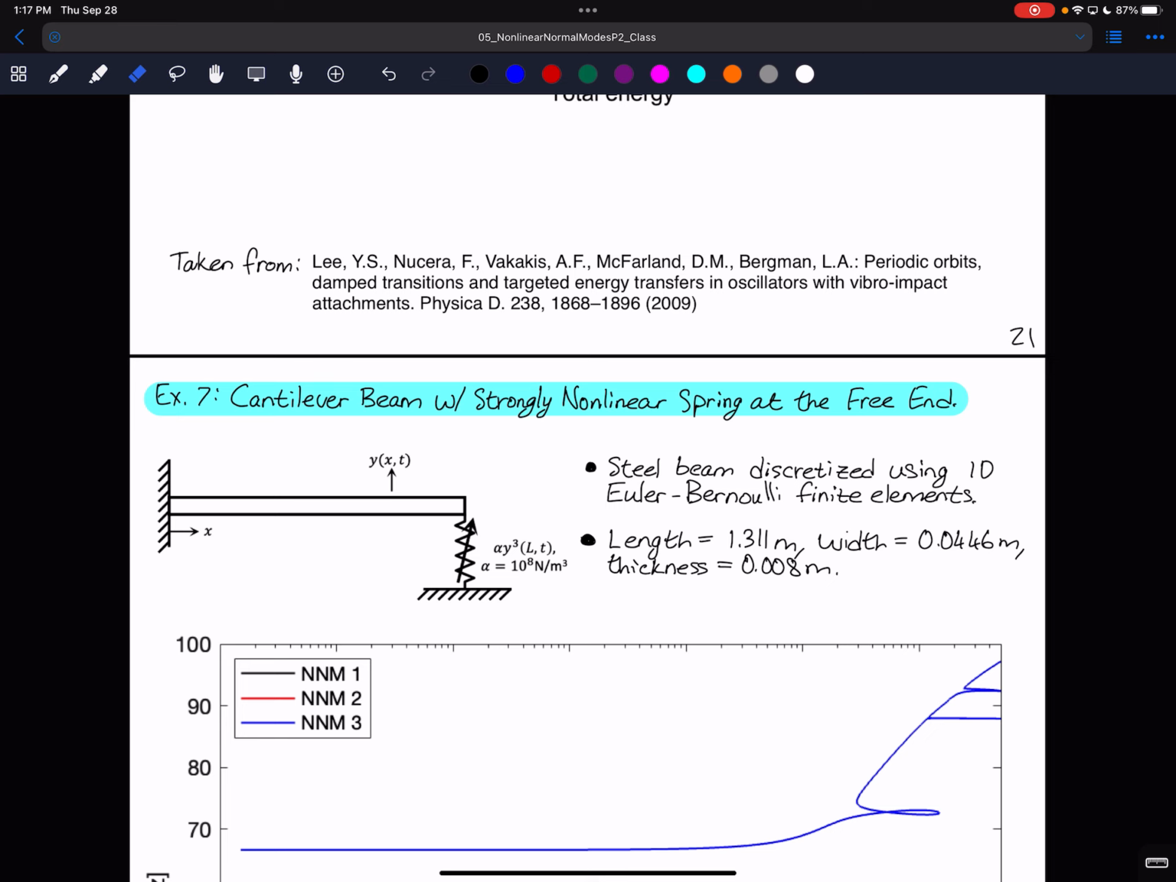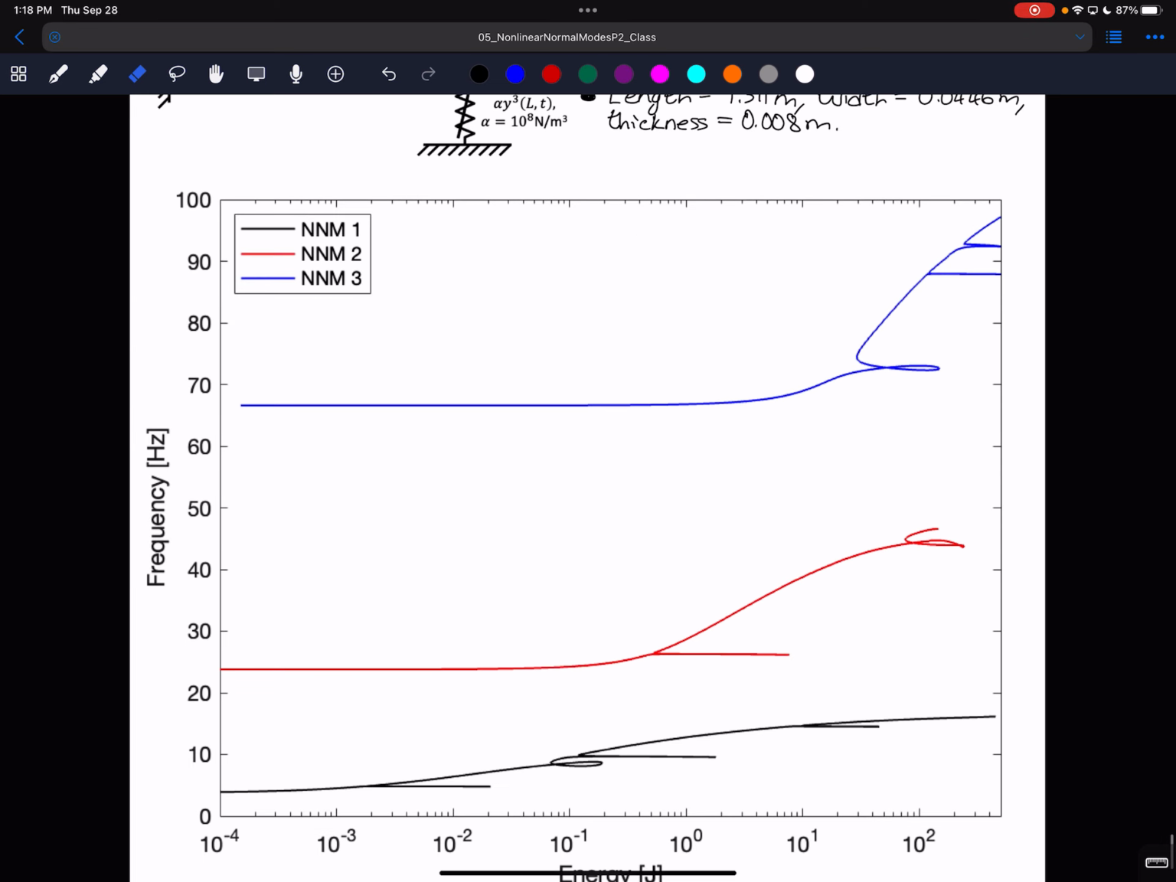It's just standard steel, generic parameters. The material properties for steel, discretized using 10 Euler-Bernoulli finite elements. And the length, the width, and thickness are shown there as well. And here's what the NNMs ended up looking like. This is a case where I could not compute the second NNM further than what's shown here in red. In fact, it just runs into stability issues. If you do compute a little bit further, it gets stuck on a branch and it just stays there for all time. That is a numerical issue, not representative of physical reality.